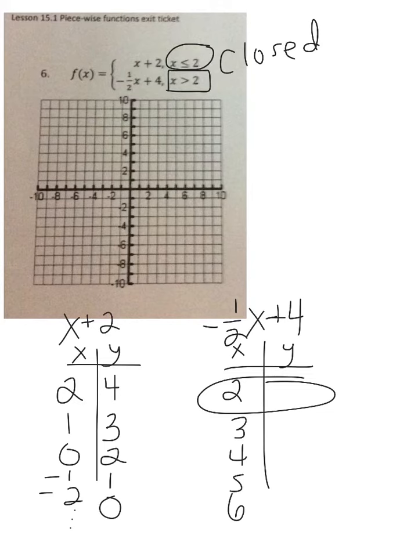In the next one, you're going to probably want to use a calculator. -1/2 times 2 plus 4. Well, half of 2 is 1, but it's negative because it was -1/2. -1 plus 4 is 3.